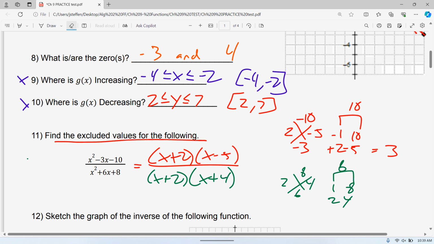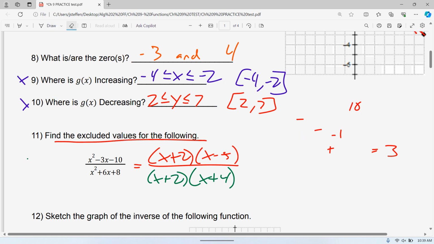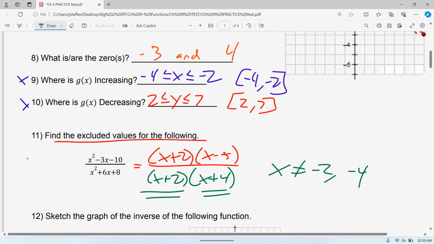So again, we really didn't need the numerator on this one. All we needed was the denominator, because that's the part that our excluded values come from. Your x cannot be equal to, what would make that 0? -2. What would make this 0? -4. Because again, if you plug those in, it gives you 0 in the denominator, and you can't have that. So really, we didn't have to worry about the numerator in this one. We only had to worry about the denominator.